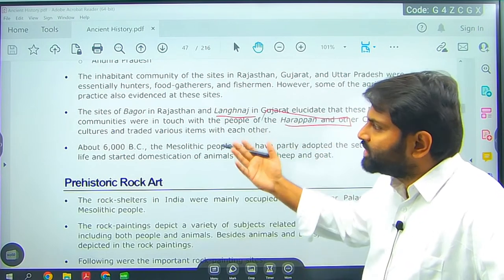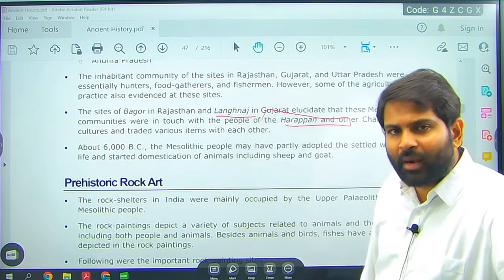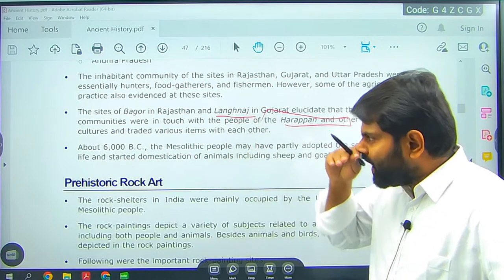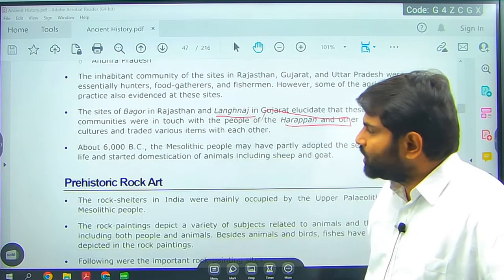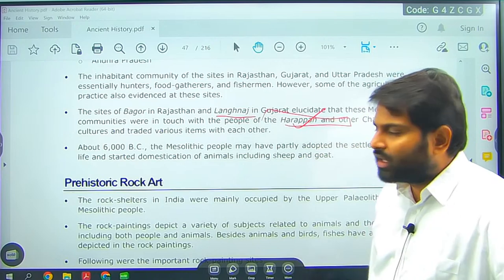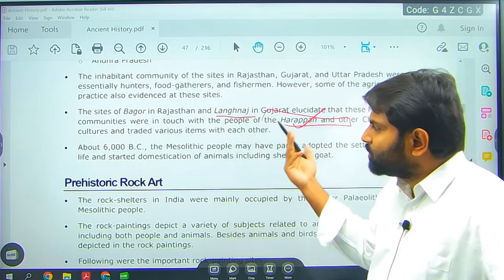So you can see that after this, it is not that particular Indus Valley civilization. Those are parallel civilizations we can consider, parallel contemporaries of the Mesolithic age. They traded with Harappan culture, maybe because they had used bronze.